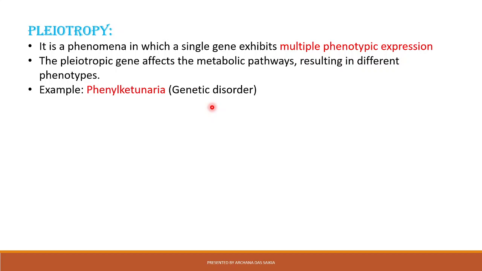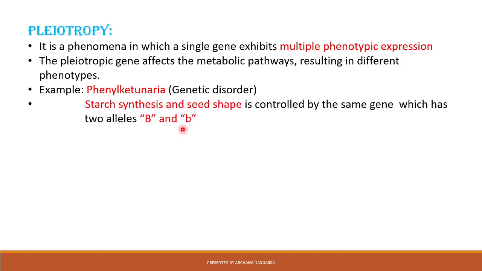Example, we have a few examples. One is phenylketonuria. It is a genetic disorder. Details about phenylketonuria we will be learning later also. Okay, the example which will make your concept more clear, I'm going into the second example first, that is starch synthesis and seed shape in pea plants. In pea plants, starch synthesis and seed shape is controlled by the same gene. One gene but two phenotypes.